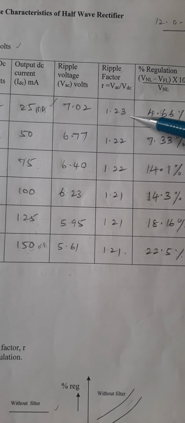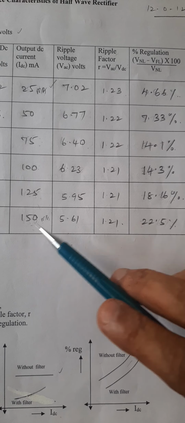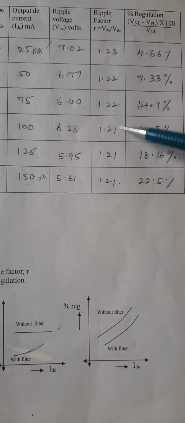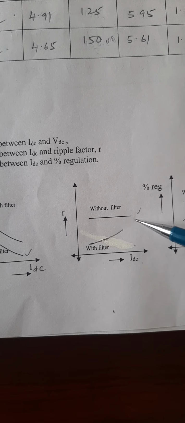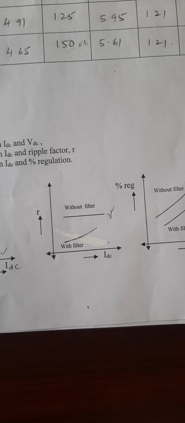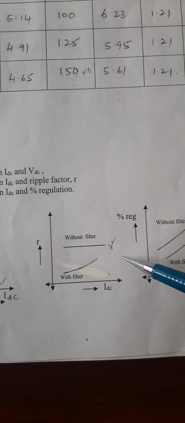For 25 milliamps it is 1.23, whereas for 150 milliamps it is 1.21. You can see it is almost constant. You can see the straight line that has been mentioned. This is without filter, this is the ripple. So IDC versus ripple, this also is clear.